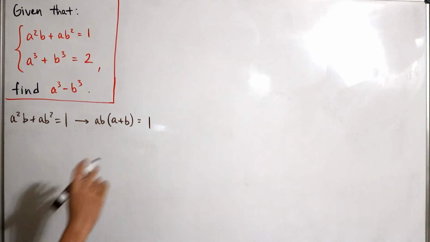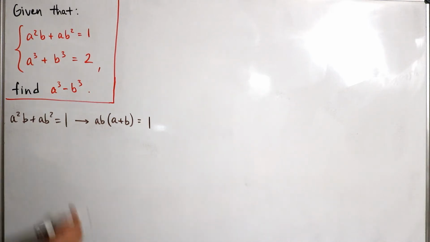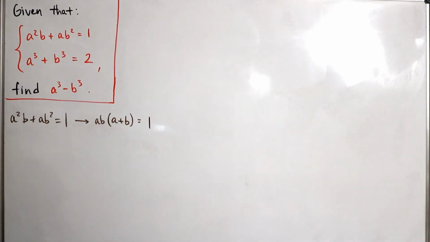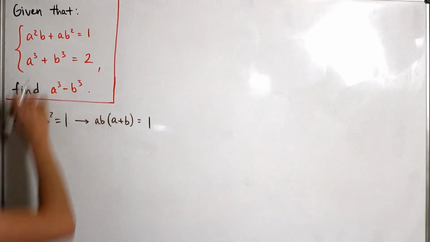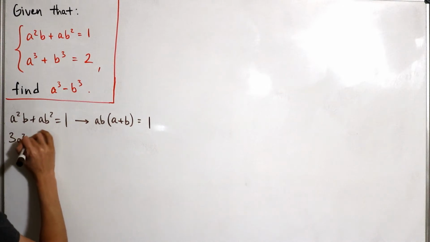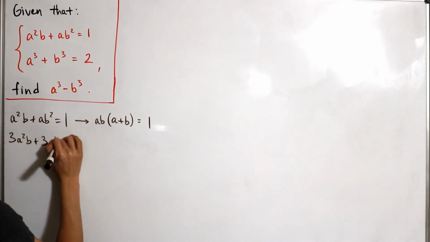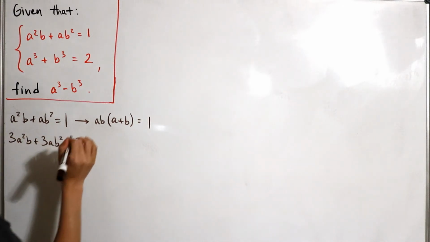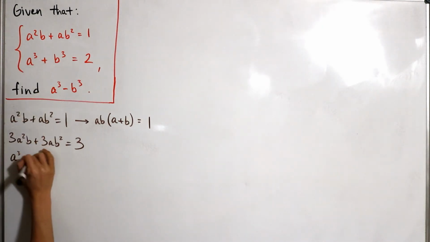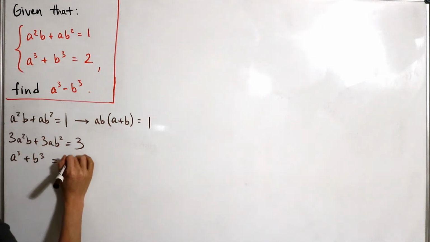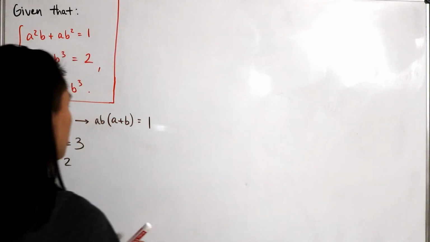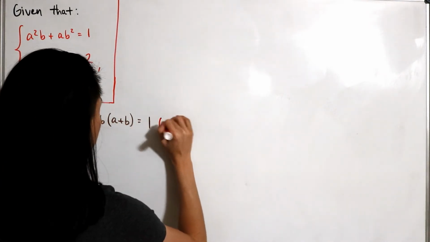If we want to construct more equations to help manipulate things toward what we want to achieve, we have to get creative here. Suppose we multiply 3 to both sides of the first equation. Doing so, we have 3a squared b plus 3ab squared equals 3. And I'm just going to keep the same thing for the second equation, a cubed plus b cubed equals 2. Let me label these as equations 1, 2, 3.